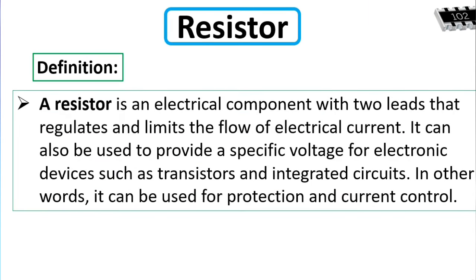Definition: a resistor is an electrical component with two leads that regulates and limits the flow of electrical current. It can also be used to provide a specific voltage for electronic devices, such as transistors and integrated circuits. In other words, it can be used for protection and current control.